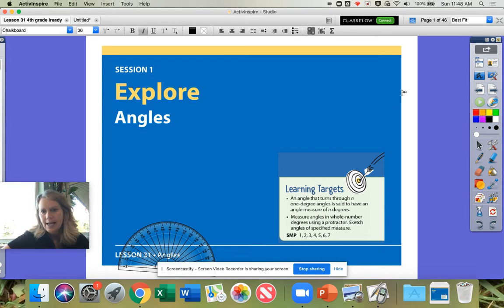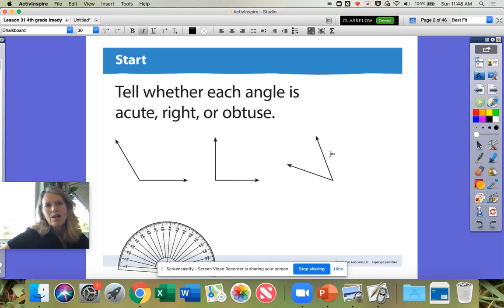In this first day, our first session is all about angles, and we're going to learn a little bit about measuring angles and a little bit about naming angles. So it's all about angles all week. Here we go. Start with asking yourself whether each angle is acute, right, or obtuse.